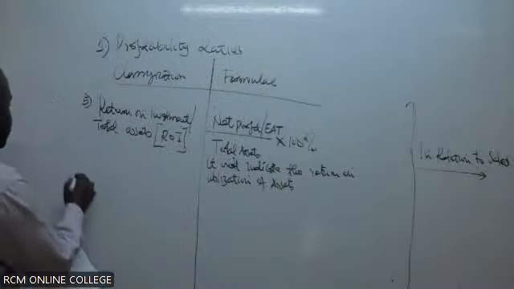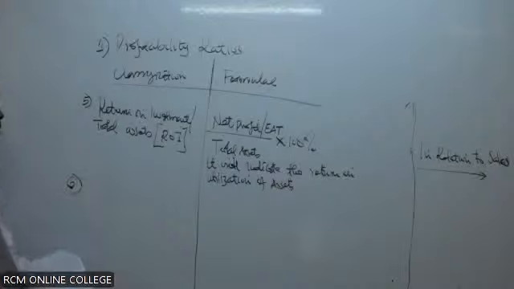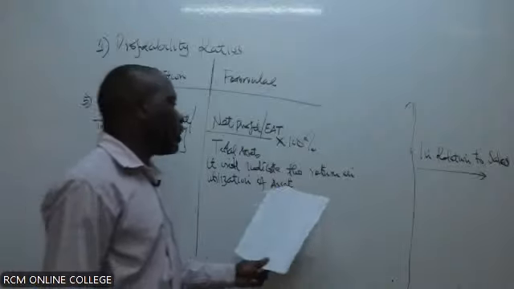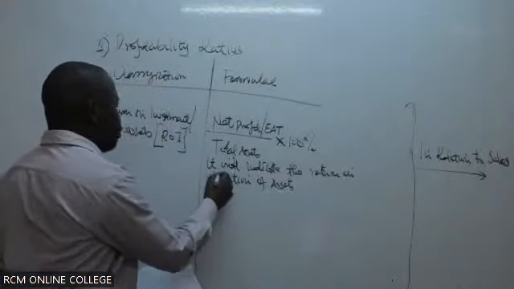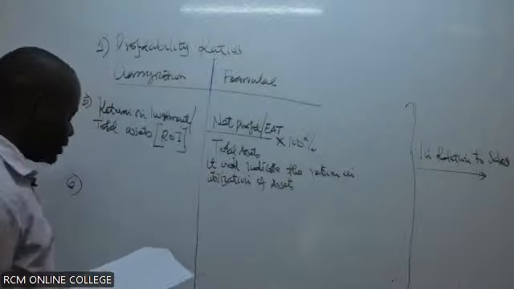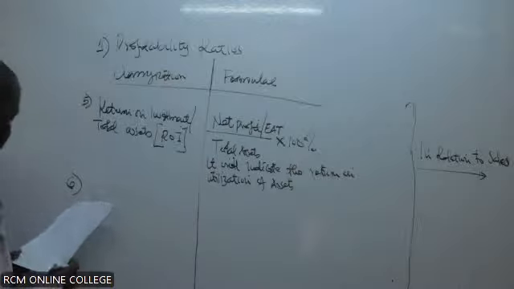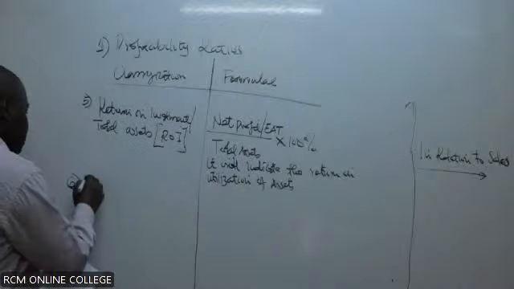So then we can have another one. Number 6. It will indicate the return on how you're utilizing your assets. Then you can have return on equity.